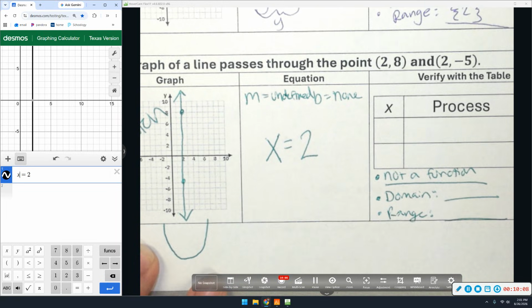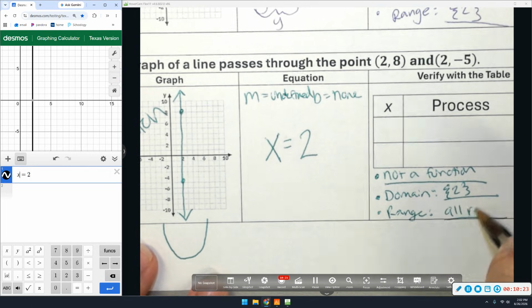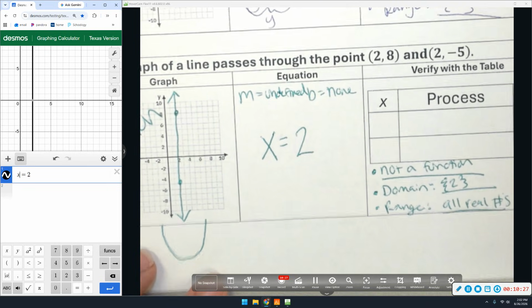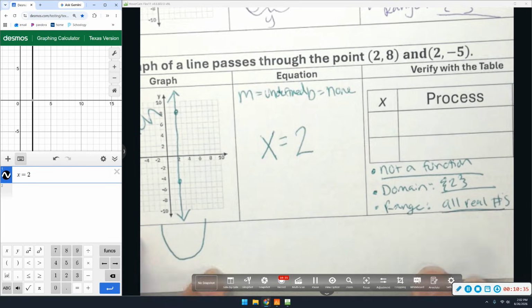Okay, my domain, does this go left and right forever? No. What's the only number it stays at for x? 2. So my domain is 2. Does it go up and down forever? Yes, so my range is all real numbers. Okay, we're not going to do all of the back. We're going to do the first one and then just talk about a couple things on the second one.